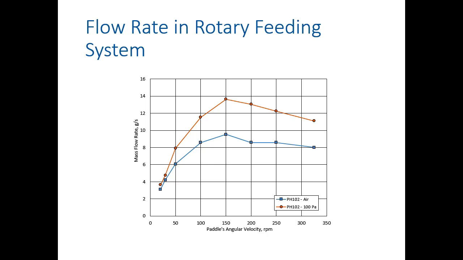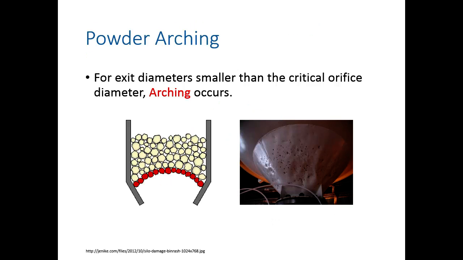At this point, we wanted to develop a relation in order to use the parameters involved to predict the behavior of the powders. However, the number of parameters involved in the process was very high. So we decided to move one step back and look at a more fundamental problem in powder flow, which is powder arching.